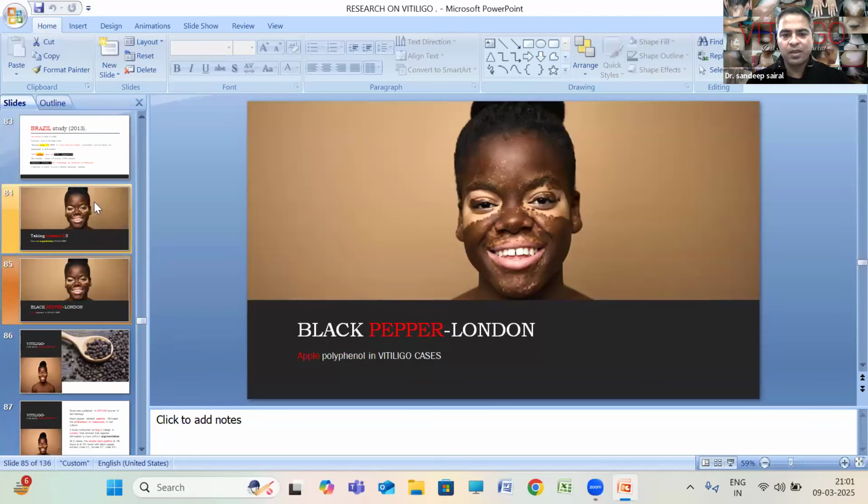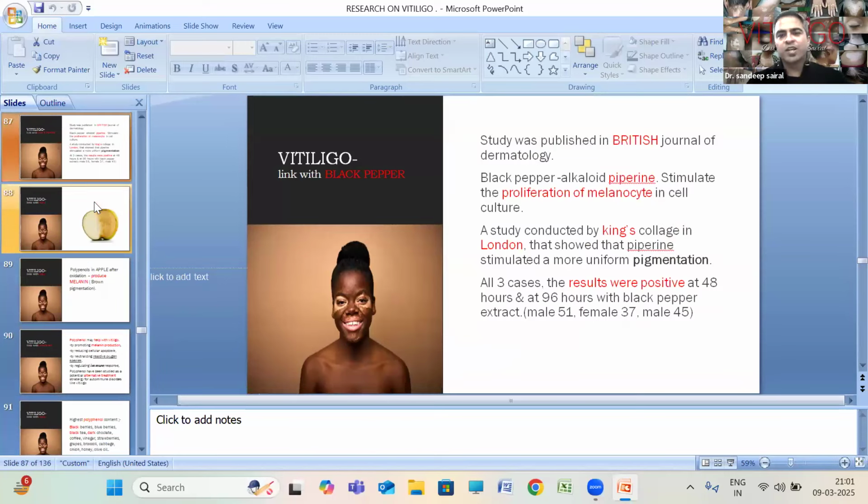Now, black pepper. See the black pepper. A study was published in the British Journal of Dermatology. This says that the alkaloid of black pepper is piperine, and they found that in skin cell cultures, this piperine stimulates or proliferates the melanocytes, meaning it increases the melanocytes. That's what we require in vitiligo, if something can increase the melanocytes.